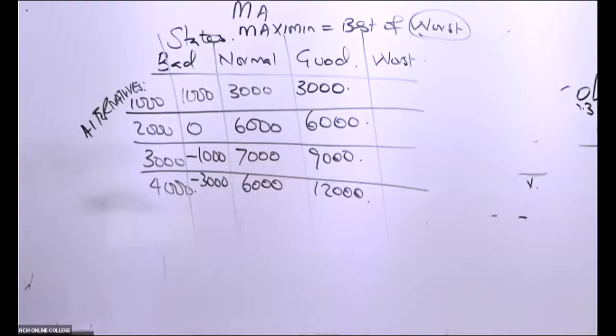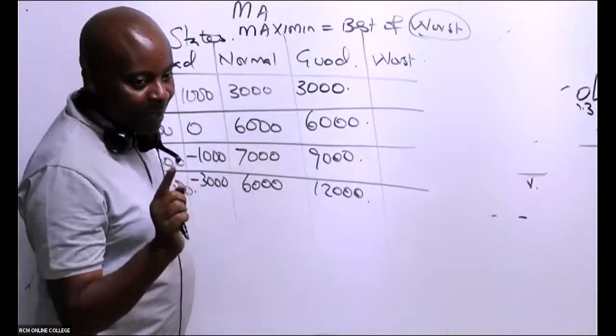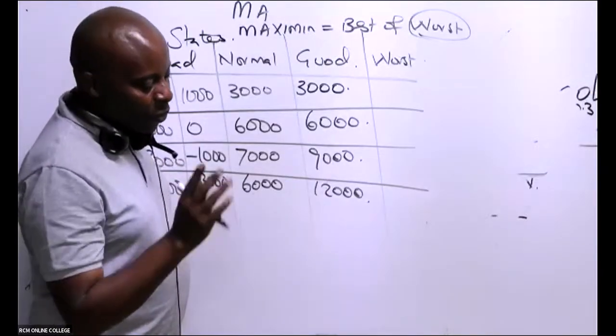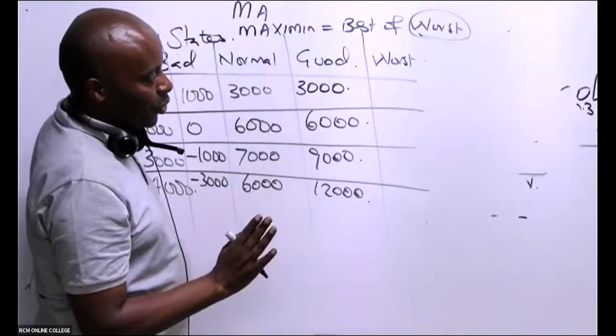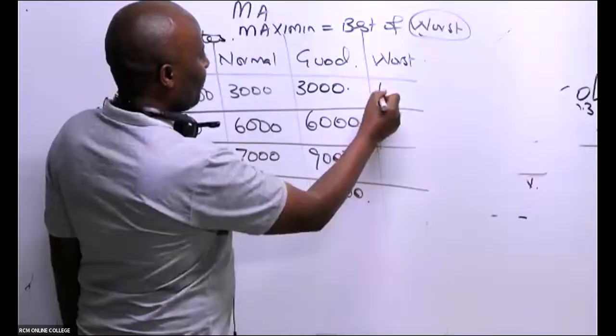Please, remember you have not been asked about maximax. Don't answer what the examiner did not ask. The first one is maximax or maximin? Maximin. You shall always answer what the examiner asks you. Always. So then the worst in this case will be 1,000.